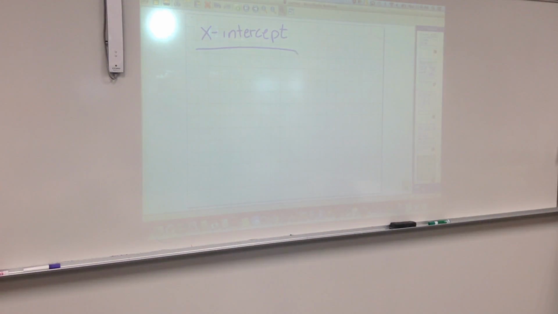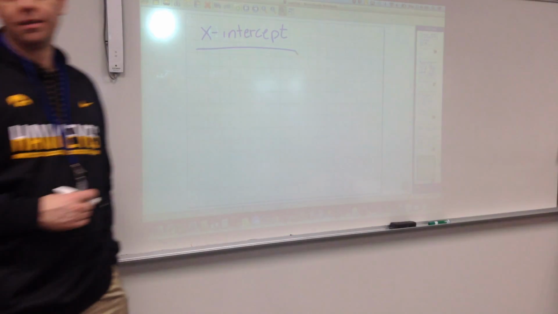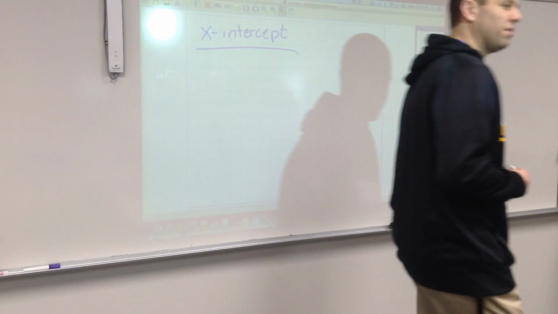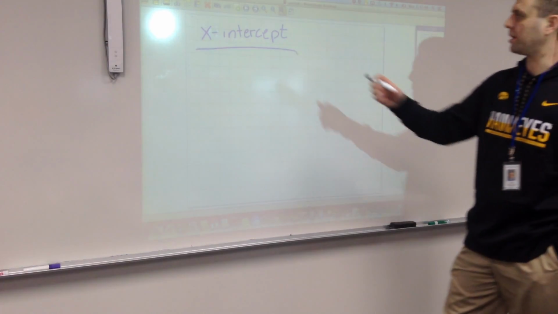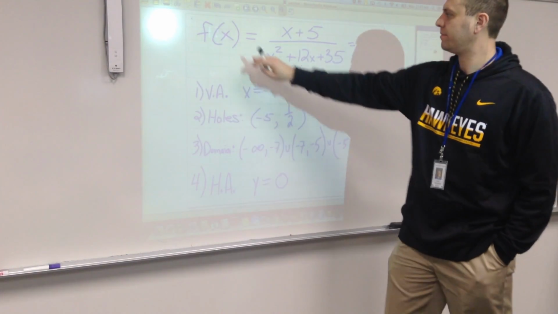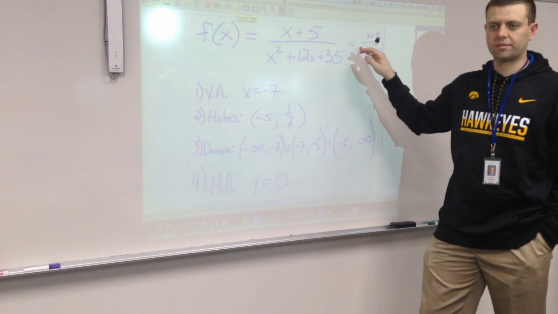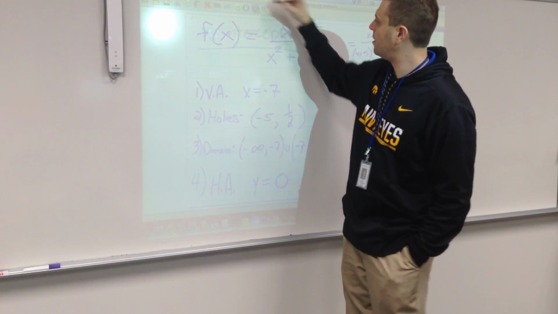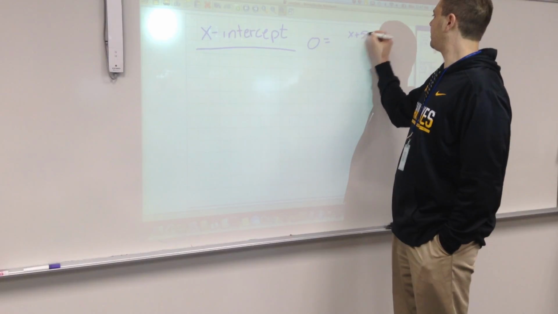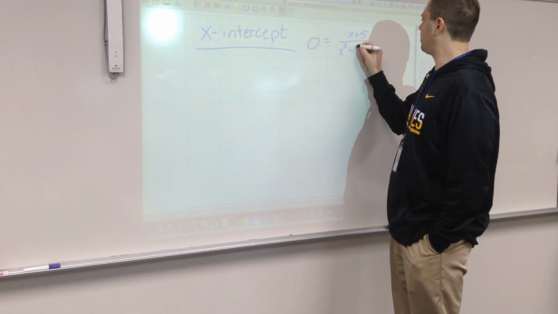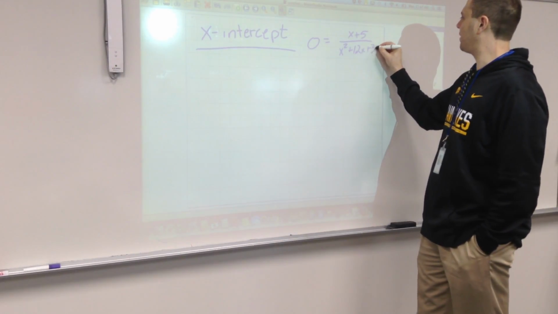What is the y value at any x-intercept? 0. So how are we going to find the x-intercept of this function? Plug in 0 for y, and solve for x. So 0 equals x plus 5 over x squared plus 12x plus 35.